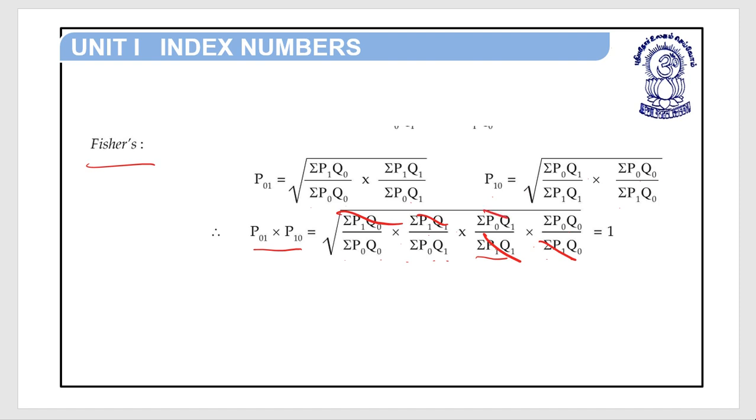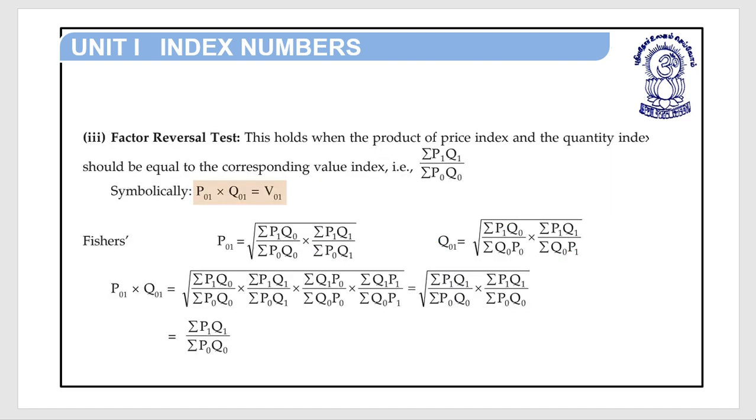Sigma P0 Q1 and sigma P0 Q0 cancel, which is equal to 1. Now, 3. Factor reversal test. This holds when the product of the price index and the quantity index is equal to the corresponding value index.